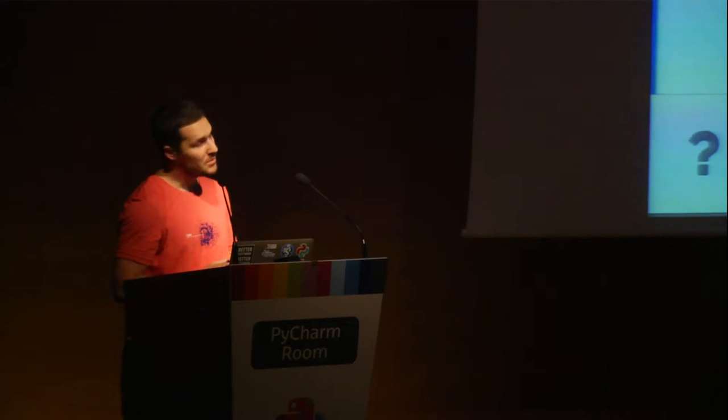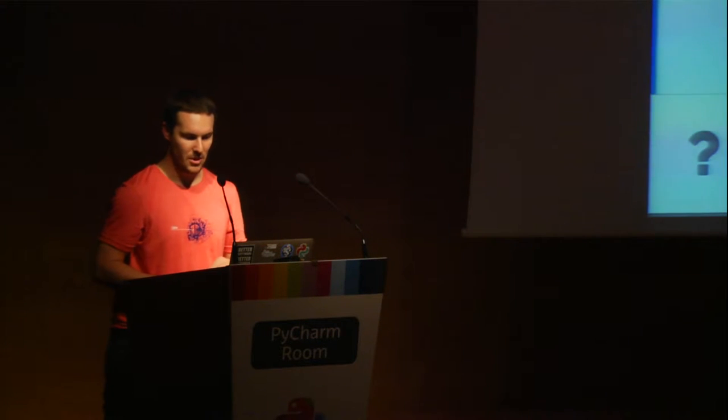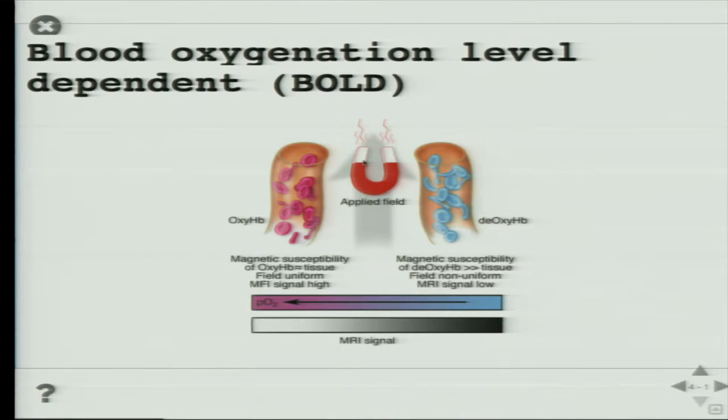So what is functional MRI? Functional MRI uses the bold signal, which is blood oxygenation level dependent, and it uses the difference in magnetization of the blood flow when you have oxygen and not oxygen in the blood. So this allows you to more or less measure where the activity in the brain is going on, because neuron activity needs oxygen to work. So this has some problems, but it works.